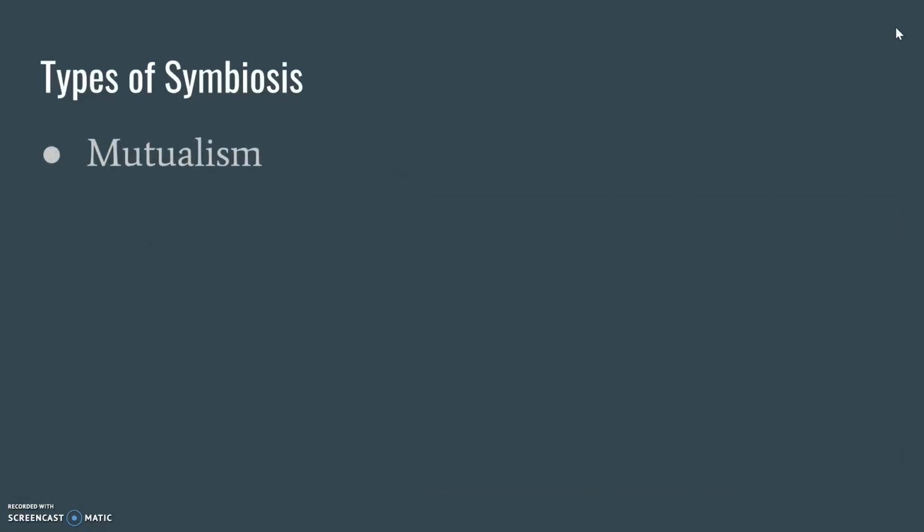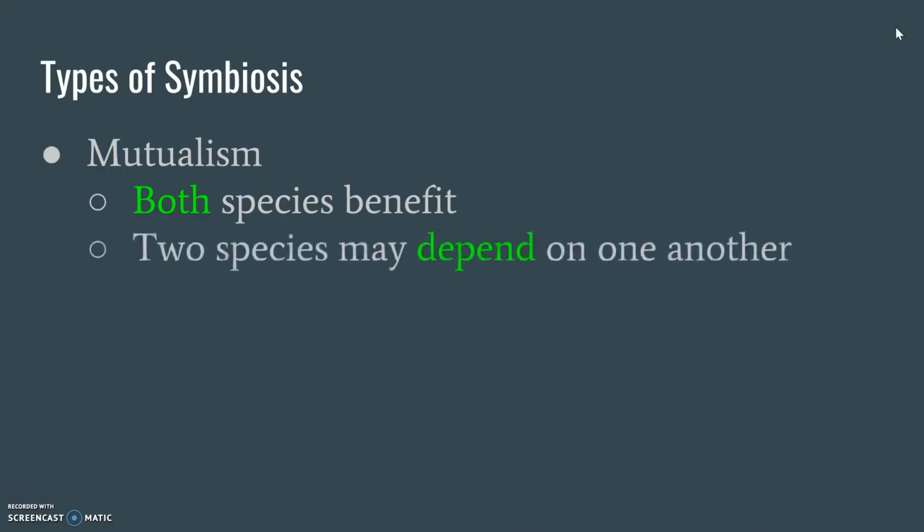So, mutualism. This is when both species are going to benefit. We're going to do a little table later that shows happy and sad faces. In this example, both are going to be happy faces. So two species may actually depend on one another. It's not just that they're happy living next to each other. They actually might need each other in order to survive.